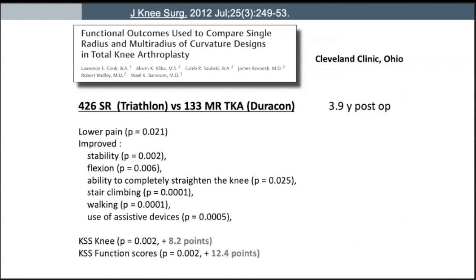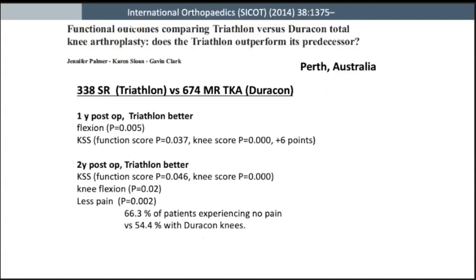After 4 years post-op, all the interesting outcomes regarding pain, stability, flexion, stair climbing, and walking were all improved in the single radius implant. A similar study was done on the other side of the world in Perth, same implants, Triathlon versus Duracon, with a larger number of patients, and very similar findings at 1 year and 2 years post-op. So there is a clear benefit of using implants that are nearer to the normal articular surfaces of a native knee.